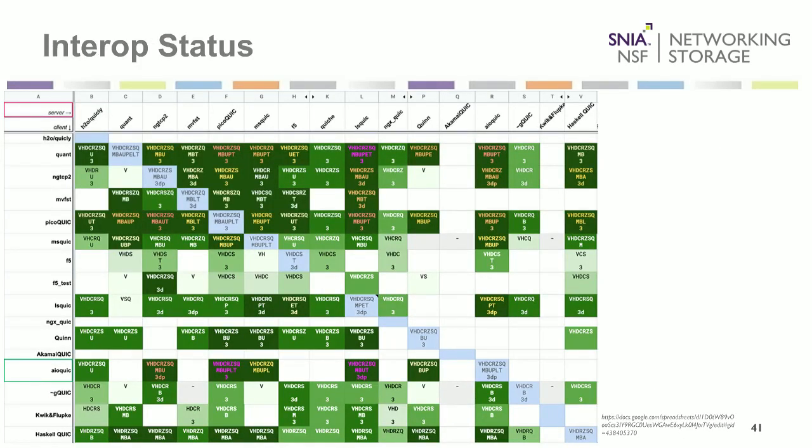This is sort of an eye chart. Basically, it has all the clients on the vertical and all the servers on the horizontal axis, and then we have various test cases. The more letters and the darker green you see, the better that particular test worked. And this is obviously already outdated information as I'm showing it to you.